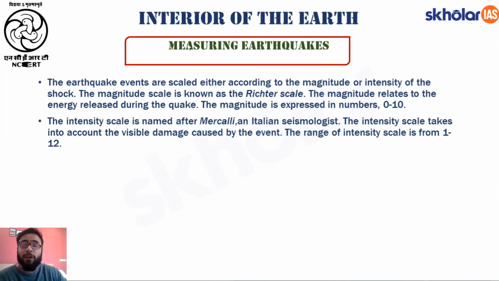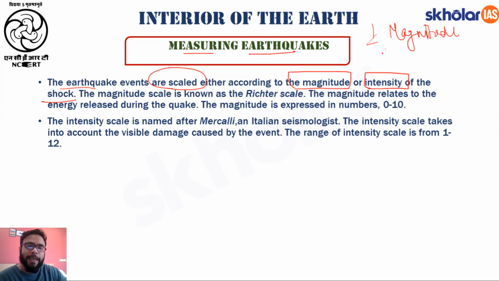Then moving on, let us also talk about how we measure earthquakes. Fine. So earthquake events are scaled either according to their magnitude or the intensity of the shock. So there are two ways in which we classify earthquakes. Number one is on the basis of magnitude, and second is on the basis of intensity, meaning how much damage it has caused. Fine.